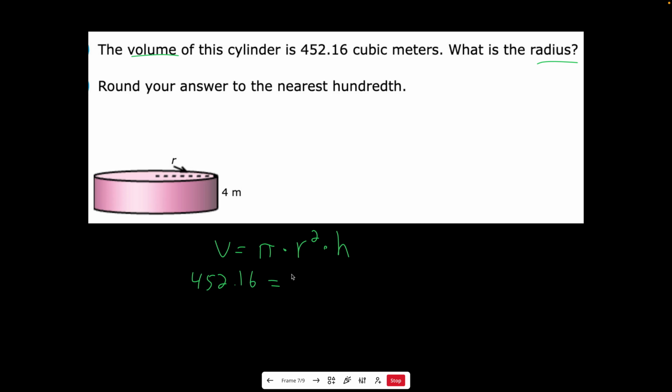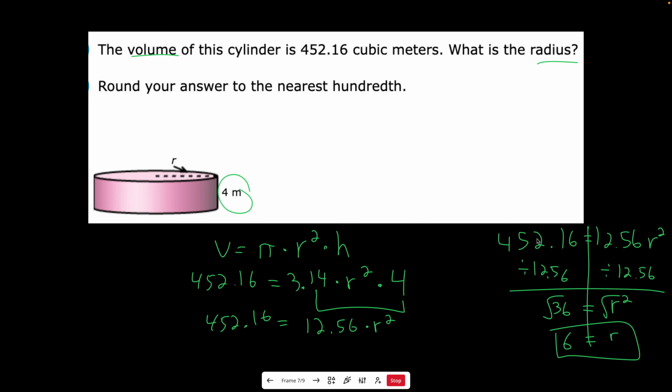452.16 equals, we're going to use 3.14 for pi. We don't know what the radius is, so we'll just keep that r squared. And we know the height by looking at the drawing, that's 4. Okay, well, let's go ahead and multiply these two numbers. When I multiply those, I get 12.56 times r squared, and we haven't done anything here. And now this is an equation. We should know how to solve this. I'm going to bring the work over and do it real quickly.